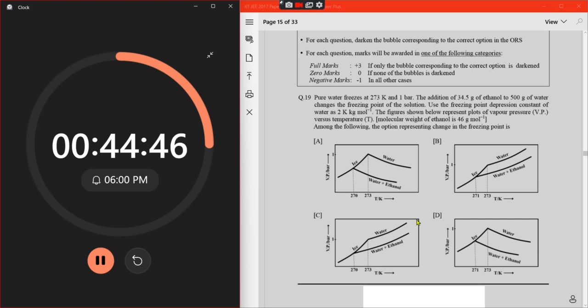Yeah, subtracting 3.4 from this, we just get close to 270, in fact. Yeah, okay, so this should be the thing. I think C. I think C. Next question.